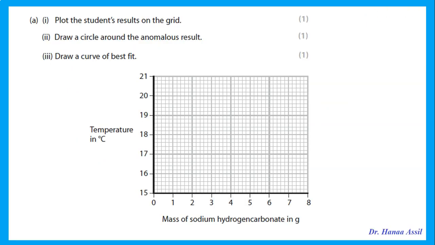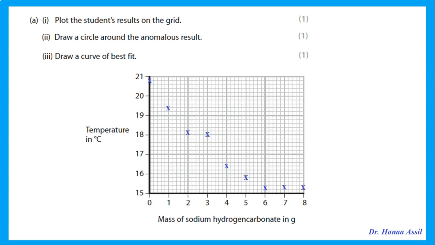Now, what are we required to do? Plot the student's result, draw a circle around the anomalous result, and draw a curve of best fit. So if we plot the points, this is what we have. Now, which of these is an anomalous result? Remember, the word anomalous means it's away from the curve. Something is wrong with that reading.